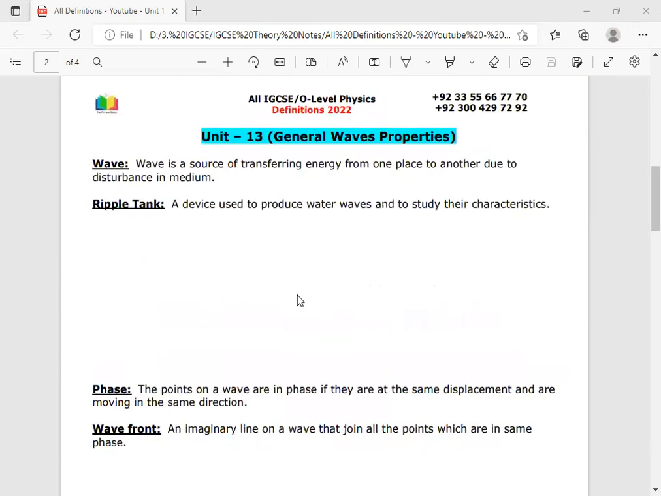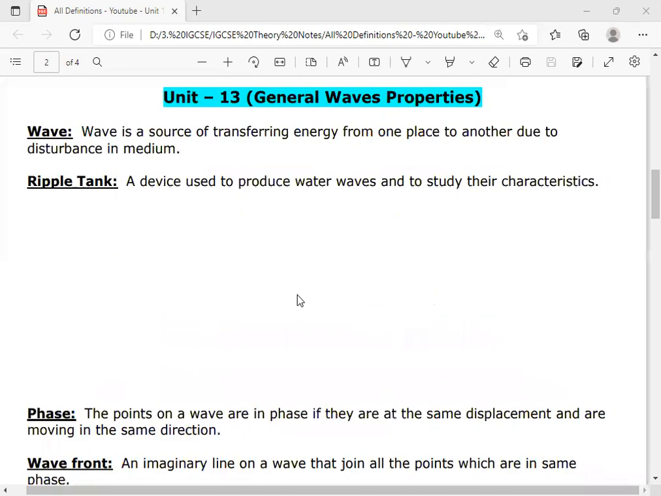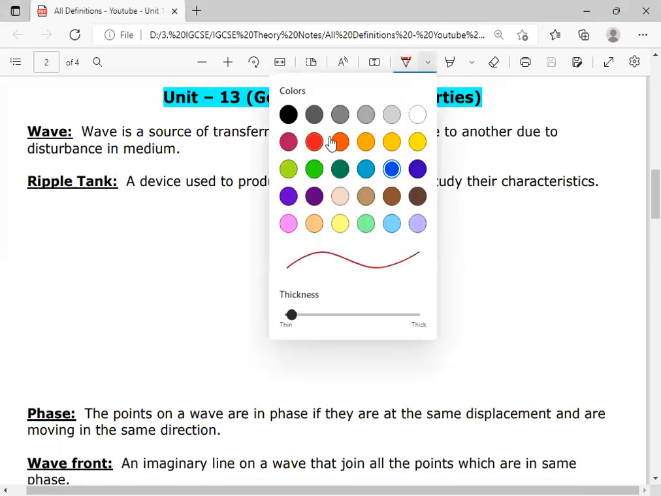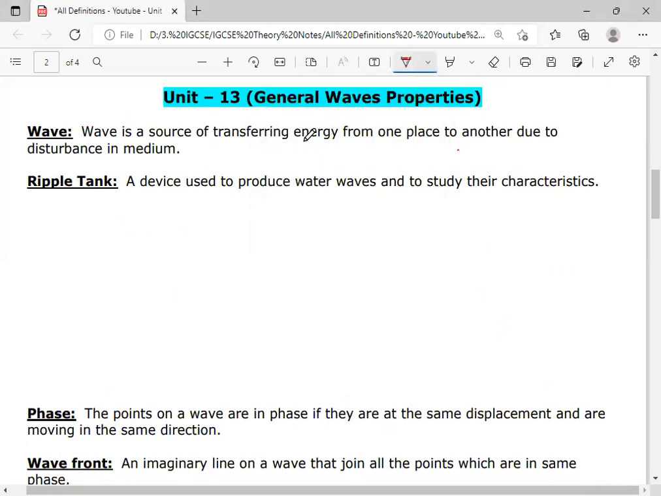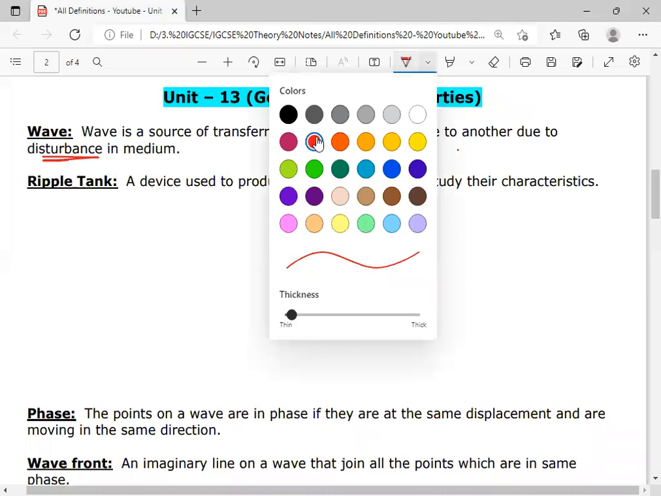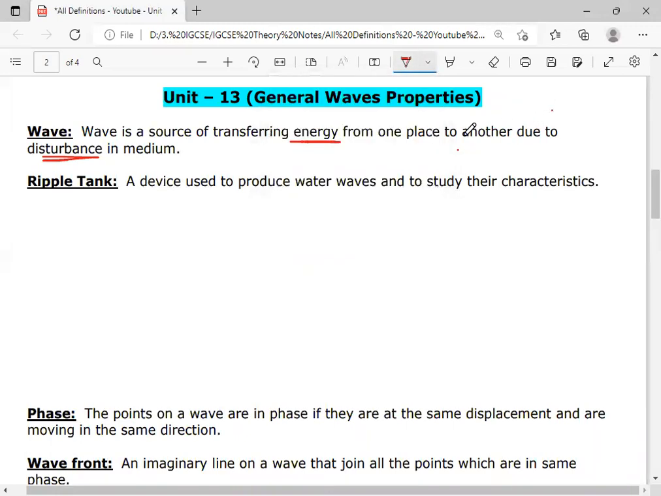The very first definition: what is meant by wave? Wave is a source of transferring energy from one place to another place due to the disturbance in the medium. So what is wave? Wave is a source of transferring energy from one place to another place due to disturbance in medium. For example, light waves, heat waves, sound waves, etc.